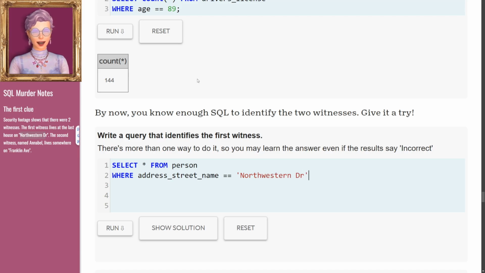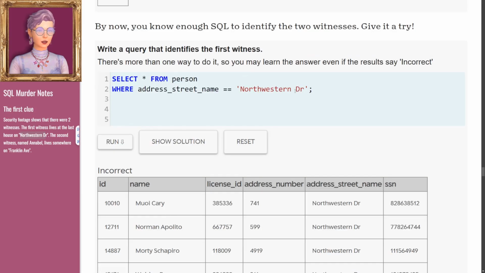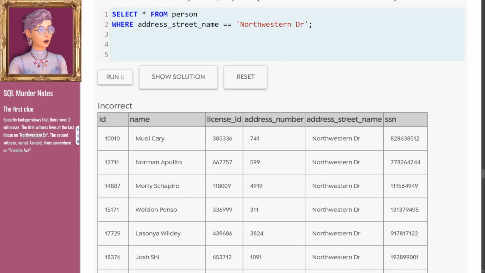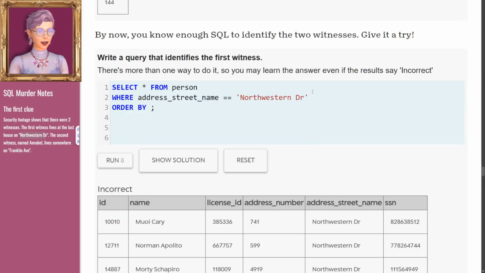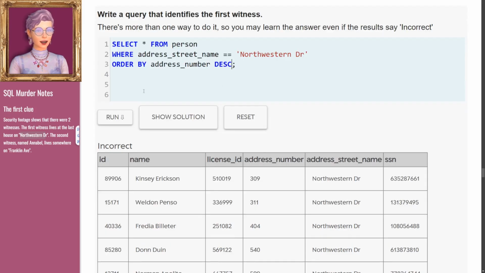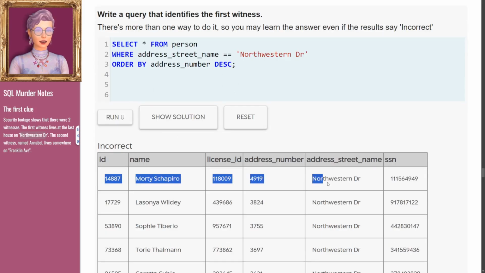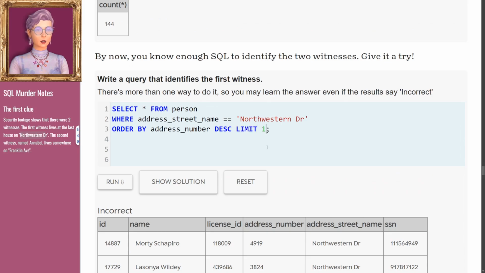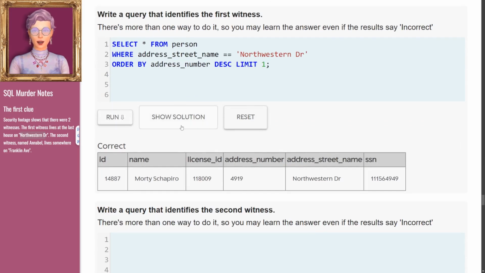I have a theory that it's not actually going to be just drive, but let's try it like this first. Ooh, okay, it says incorrect, but we're getting somewhere. Ooh, the witness lives at the last house on Northwestern Drive. So we can order by address number. All right, that's increasing order, so we want decreasing order. So it's definitely Morty Shapiro, but we could do limit 1 so that we only see him and don't have to see the whole list. Yeah, correct! That's what I thought!